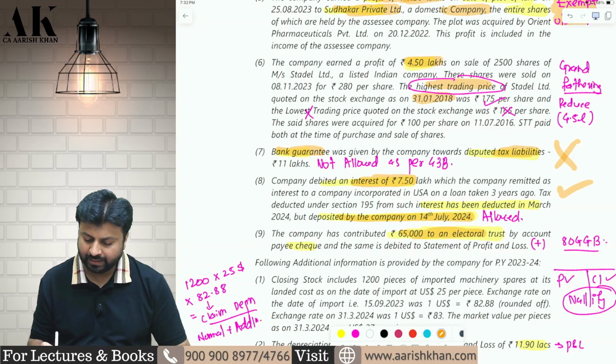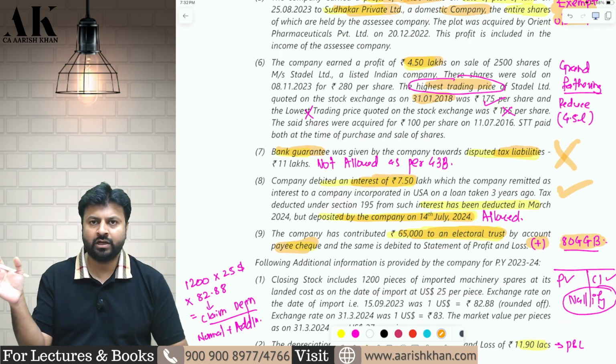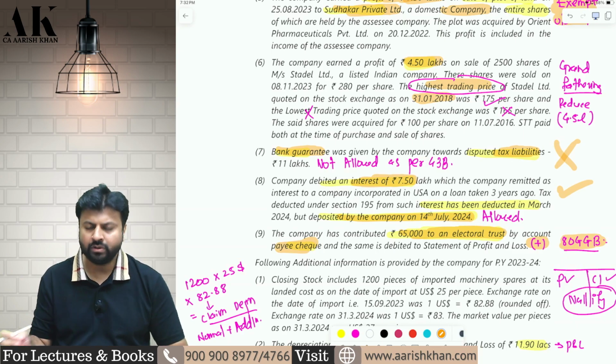Next one, you are paying some donation to electoral trust by way of account payee cheque, so it is disallowed under PGBP and it will be allowed under 80GGB because you are not following any alternative regime. In alternative regime, this is disallowed, but in normal regime, it is allowed if it is paid by cheque.